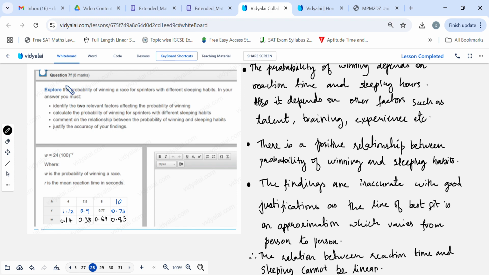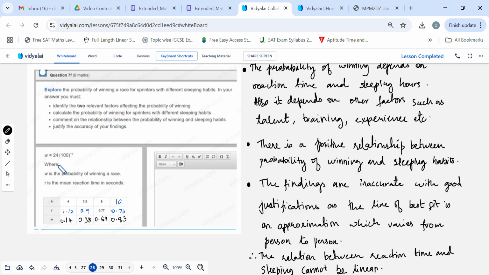Now 7F. Explore the probability of winning a race for sprinters with different sleeping habits. In your answer, you must include or identify the two relevant factors affecting the probability of winning. Calculate the probability of winning for sprinters with different sleeping habits. Comment on the relationship between the probability of winning and sleeping habits. Justify the accuracy of your findings.